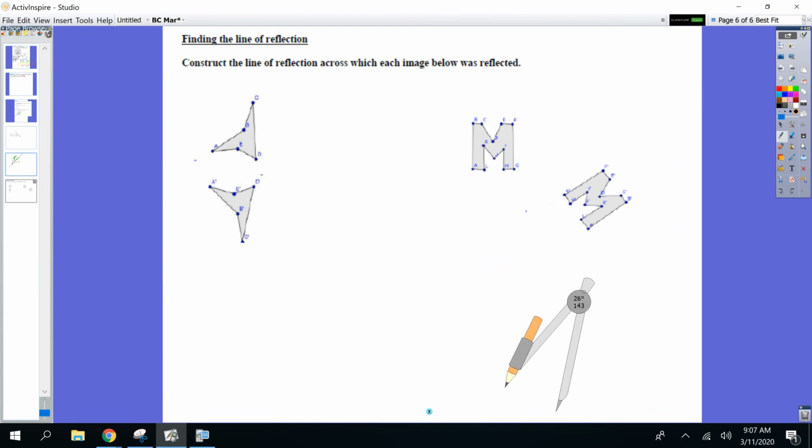So I have these two figures here. Little vocab review. What do we call the figure I start with? Pre-image. I'm telling you in the directions I reflected it. What's this one called? Image. I need to know where the line on your paper is that I reflected it through.